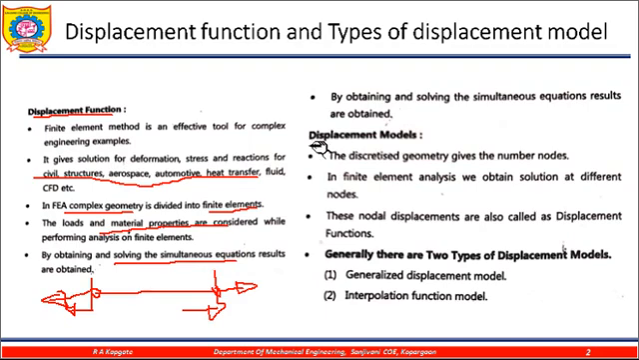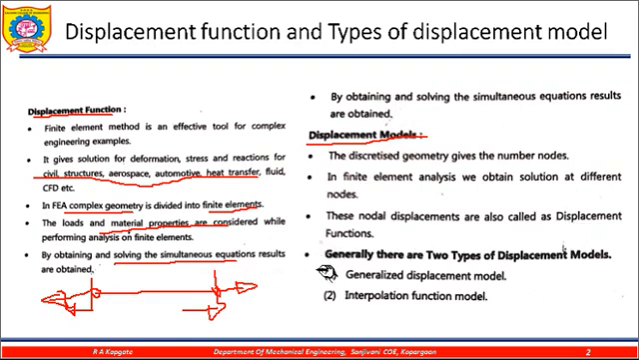Here I am interested in the displacement model. I have already mentioned that whenever force is applied, displacement takes place, and this displacement is calculated by two methods. The discretized geometry gives the number of nodes. In finite element analysis, we obtain the solution at the different nodes, and these nodal displacements are called the displacement function. A node displaced by a certain distance is called the nodal displacement.